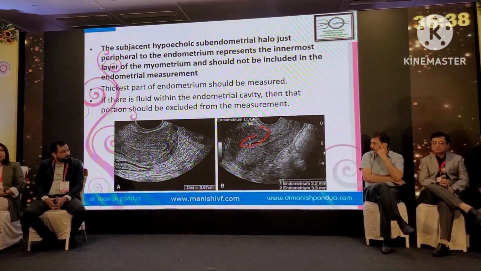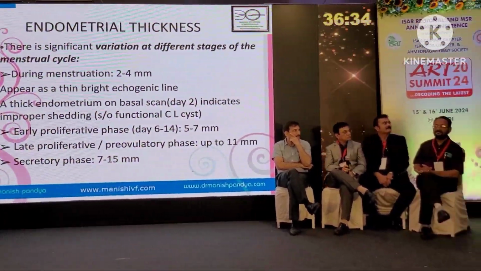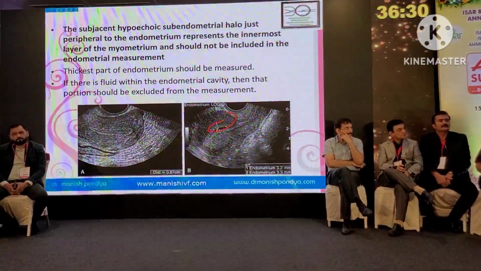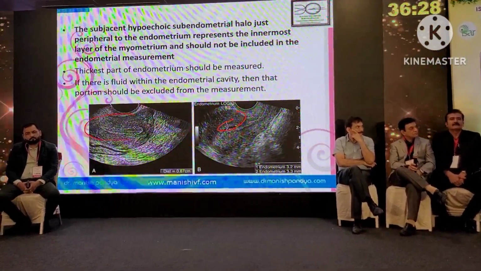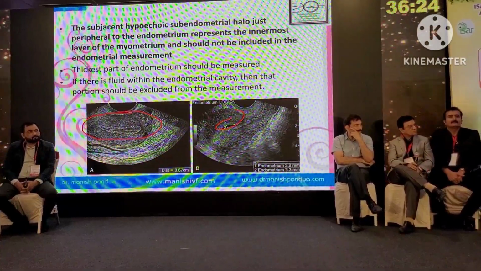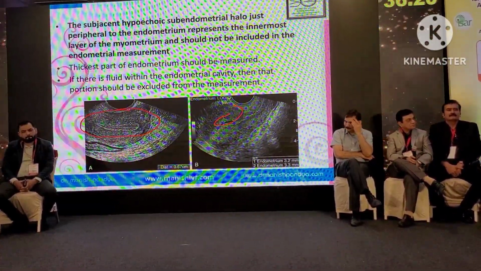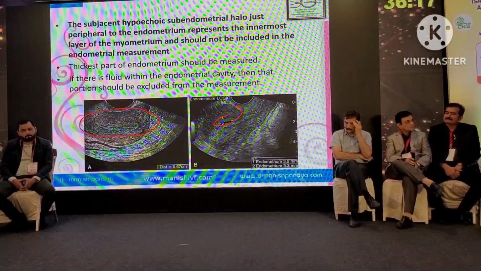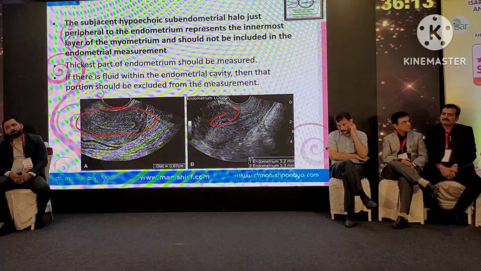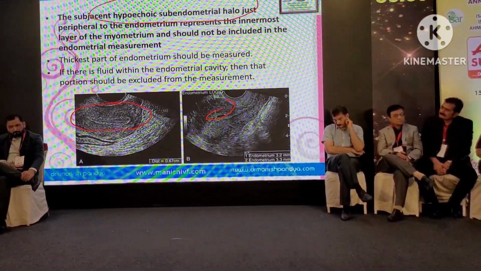Another very important point shown on this slide is that when you measure the endometrium, a part of the myometrium encroaches, so it appears that this is endometrium, but that halo is not actual endometrium, it is the myometrium. You have to exclude that part from measuring the thickness, otherwise you will end up with a wrong thickness, and the whole balance of your judgment will falter. It is known as the hypoechoic subendometrial halo.